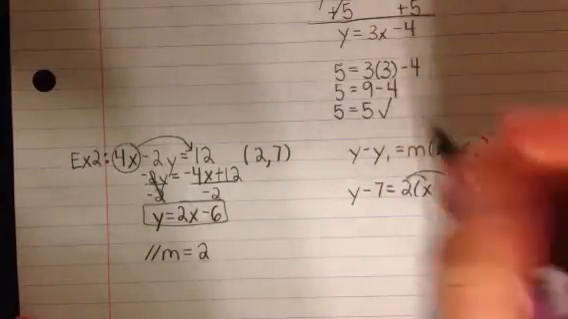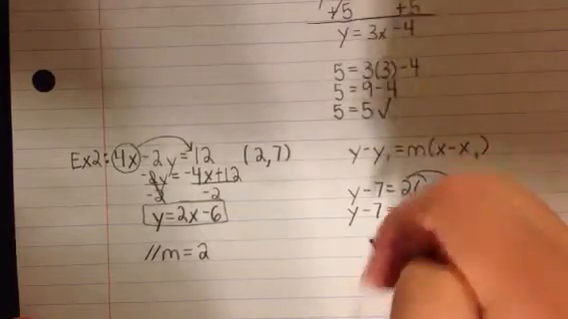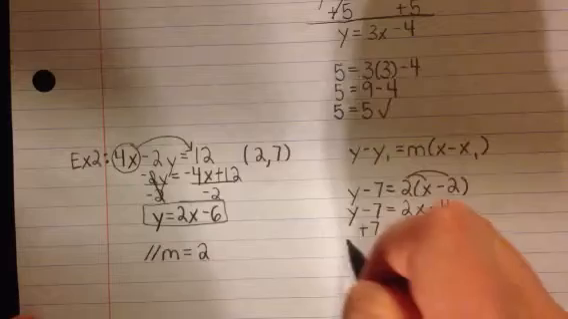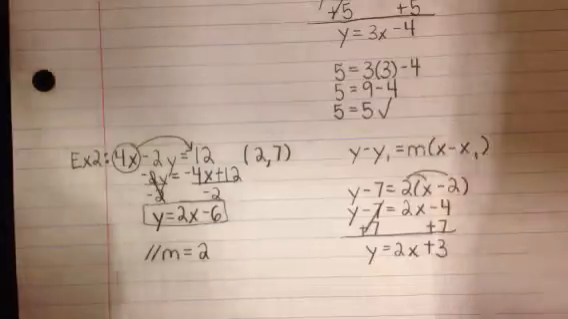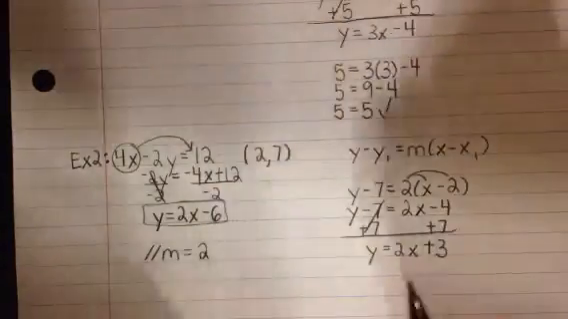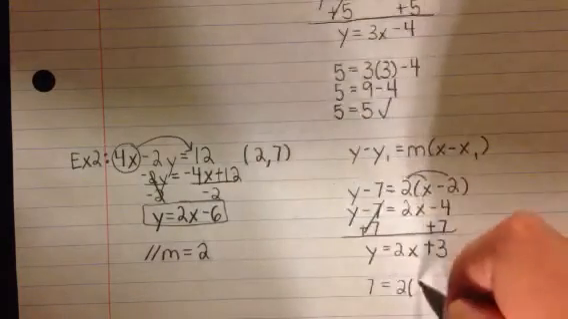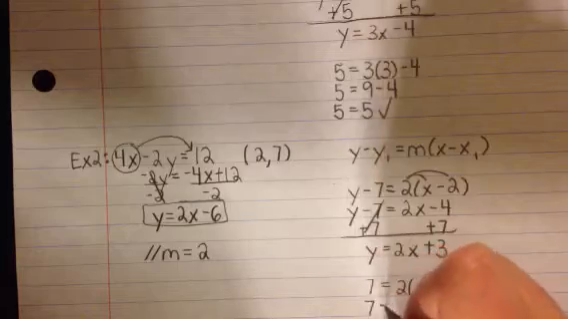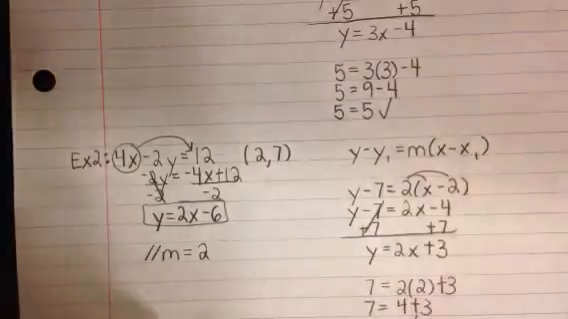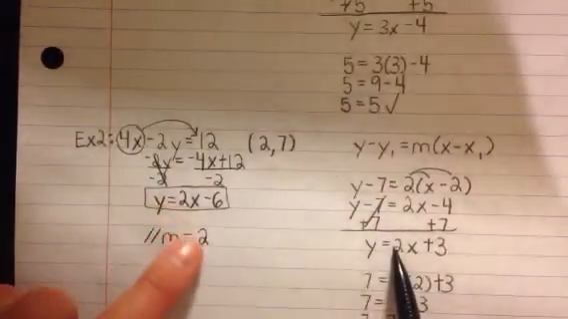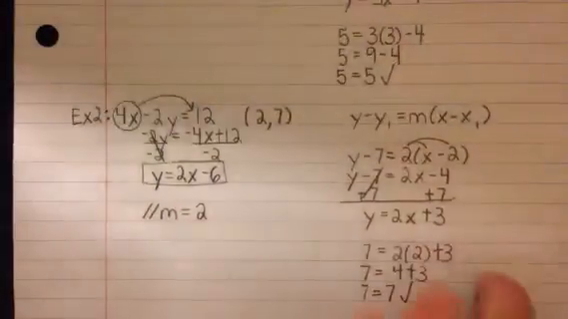Alright, so distribute, we get y minus 7 equals 2x minus 4, so add 7 to both sides. We get y equals 2x plus 3. And again, in order to check my work, what I can do is plug in this point. So 7 equals 2, x is 2. So 2 times 2 is 4. 4 plus 3 is 7. So 7 equals 7 is true. It's got the same slope as this, so we are good to go. Let's just practice one more example.